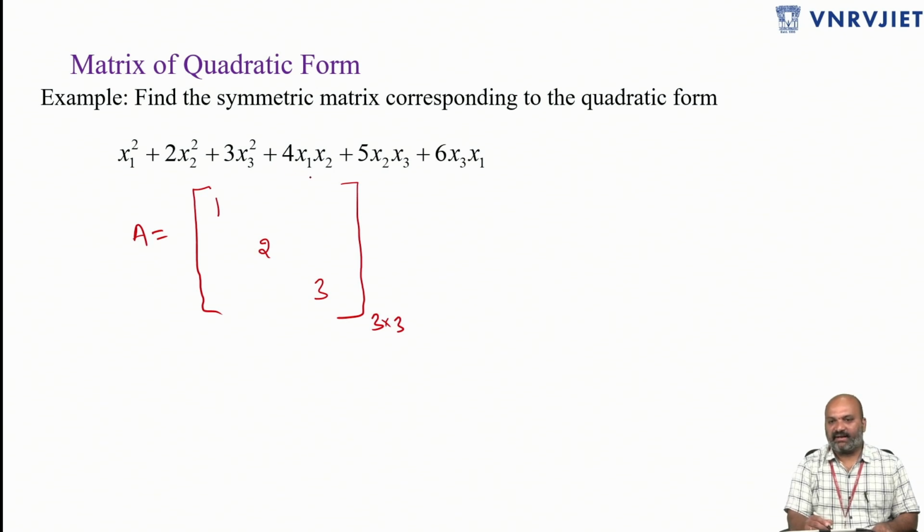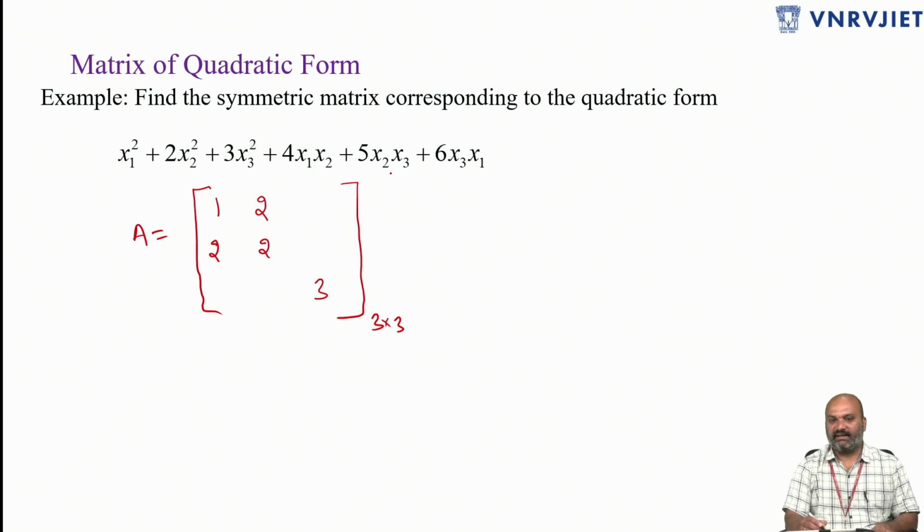Next, x1x2. x1x2 means first and second variable. Its coefficient is 4. So let's divide it by 2. We get 2. So it is 1, 2 position. So we write 2 here as well as at the 2, 1 position. We write the coefficient of x1x2 divided by 2 at 1, 2 position and 2, 1 position.